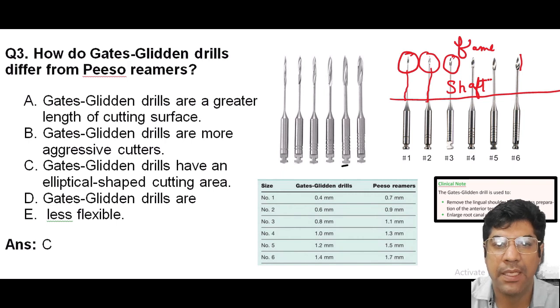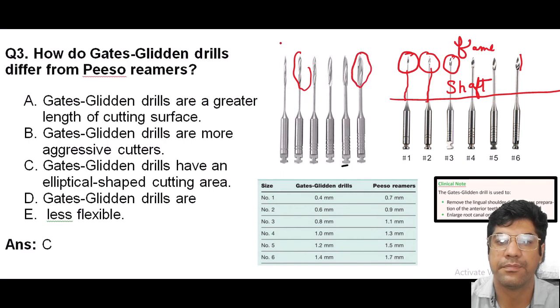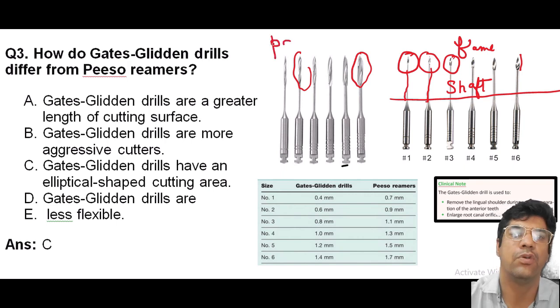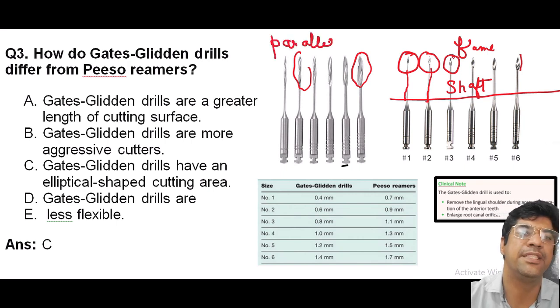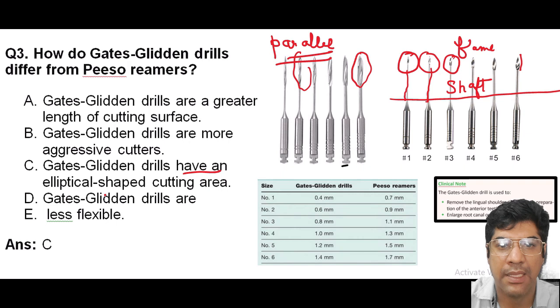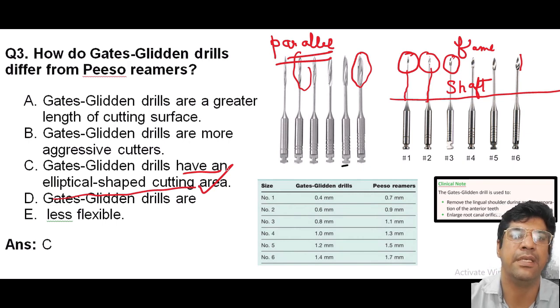The Piezo Reamers are similar to GG drills, but they have longer cutting sides, with or without safe tips, and they are parallel rather than elliptical in shape. So GG drills have an elliptical shaped cutting edge, whereas the Piezo Reamers have a longer cutting edge which is parallel rather than elliptical. So answer is C.